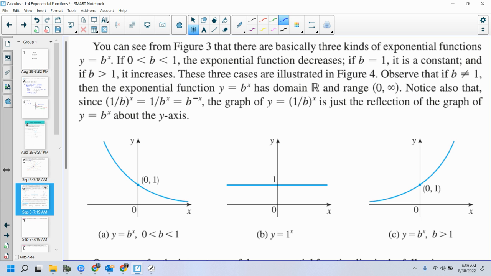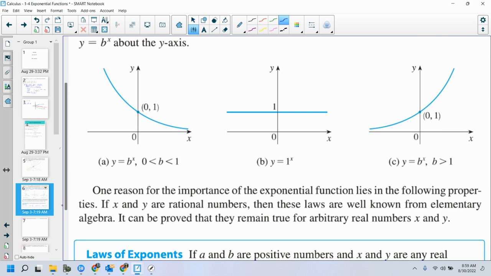And notice, I think this is a good point to bring up here. If you put a reflection over the y-axis on b to the x, that's going to change b to the x into b to the negative x. And b to the negative x is just 1 over b to the x. So notice that exponential decay and exponential growth are just reflections of one another over the y-axis, because it's just b to the negative x, as long as you have the same base, just taking the standard b to the x.